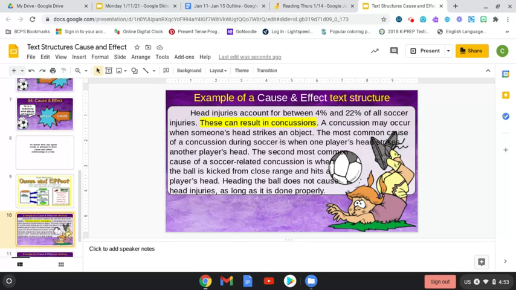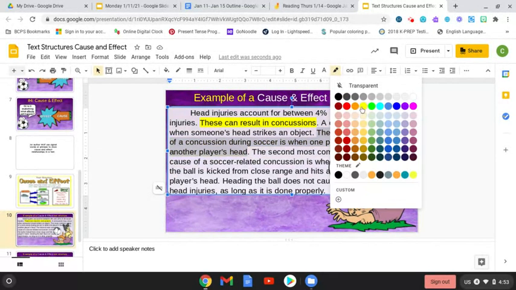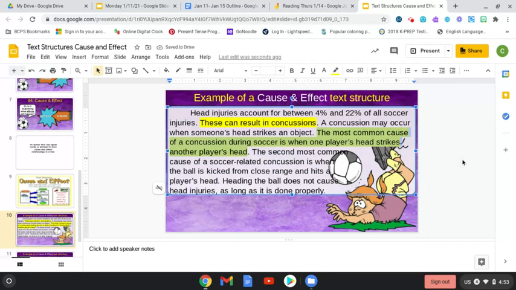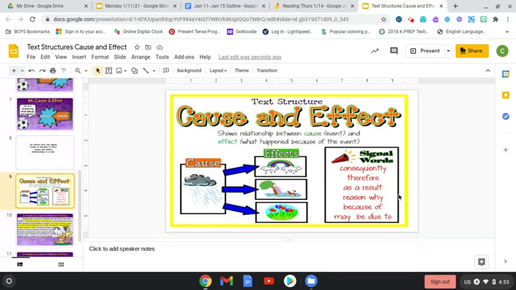A concussion may occur when someone's head strikes an object. The most common cause of a concussion during soccer is when one player's head strikes another player's head. So I can see here the most common cause is when one player's head strikes another player's head. So I know that's one of the causes of concussions. And right there has that word cause. And as you can see here, cause, even though it's not listed, is definitely a signal word.